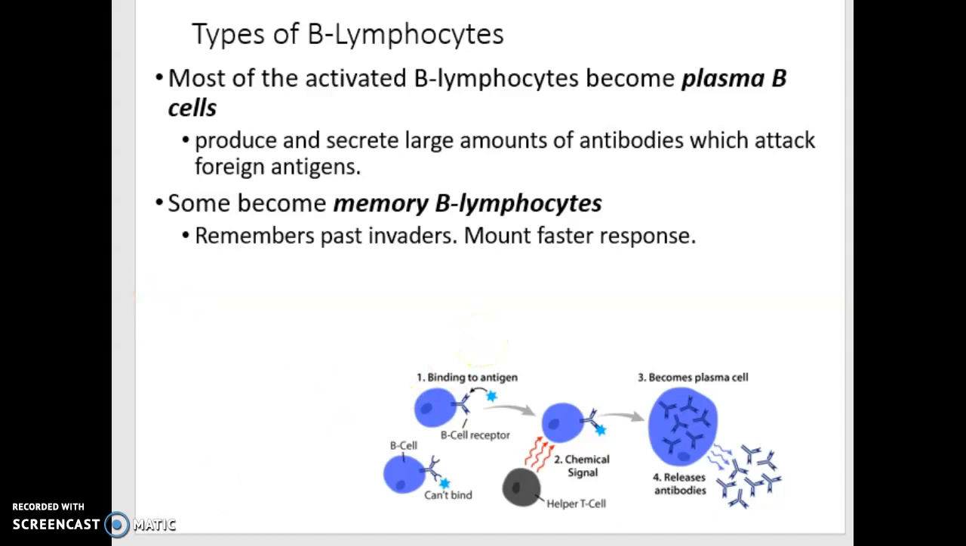And that's how they have to test effectivity for vaccines. Does it actually make antibodies, or does it do nothing? And how long does your body have antibodies? Are they gone a month later? That's not a very effective vaccine.